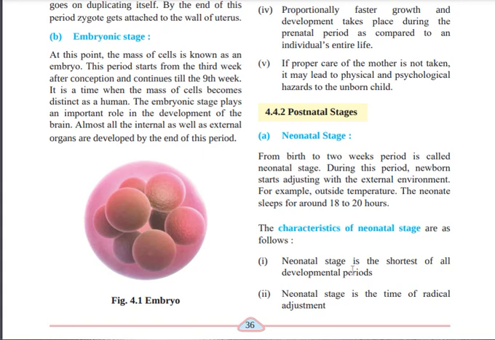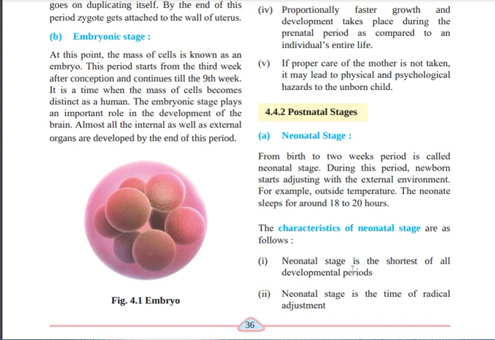Clear? So in short, the prenatal stage is divided into three. The first is the germinal stage, where the zygote plays a dominant role, then the embryonic stage, where lots of cells come together and form, and the last one is the fetal stage, where the changes are happening and it continues to grow.